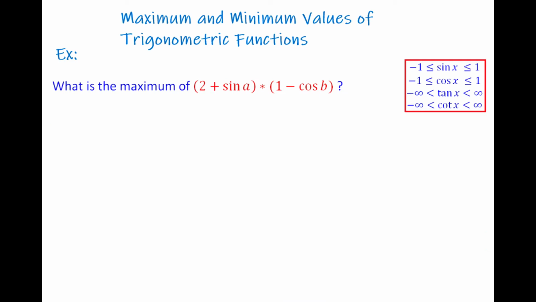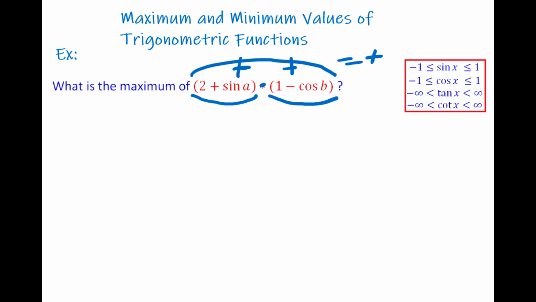And we have the next question, and it says, what is the maximum of 2 plus sine a times 1 minus cosine b? Because we are looking for the maximum of this product, this multiplication, we will think of it in this way. This is the first part and this is the second part, guys. And in order to make this maximum, either we can have negative from here, because negative times negative is going to be positive, right? Or we need to have plus, because positive times positive is going to be still positive.